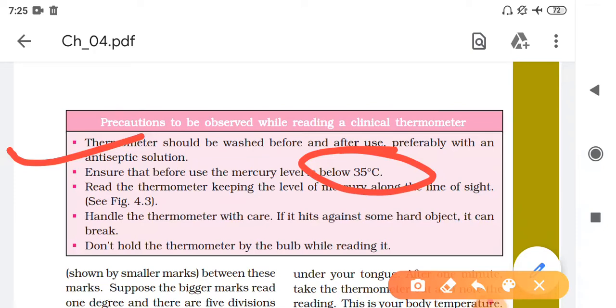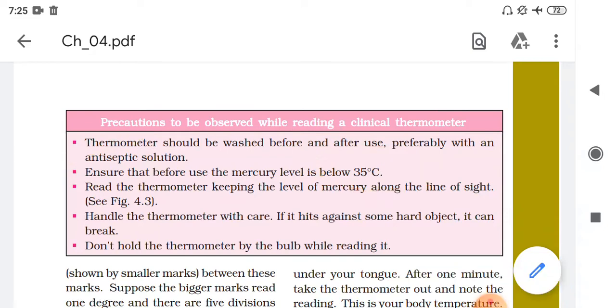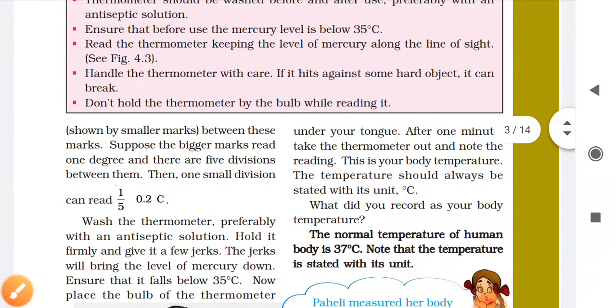Read the thermometer keeping the level of mercury along the line of the inside. Handle the thermometer with care. If it hits against some hard object, it can break. Don't hold the thermometer by its bulb. So you can understand here that you can see the temperature in the thermometer mercury line, so you can observe the temperature of the person.